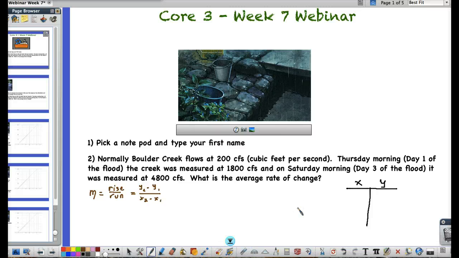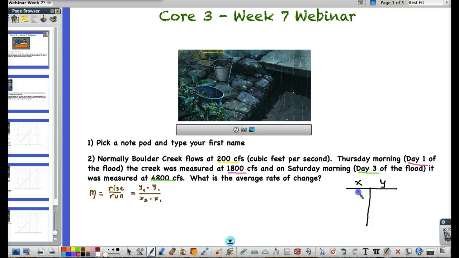Okay. So if we look at what we have, you guys, so the 200, that's just a starting amount, right? This isn't a point. This is just a starting amount. So we're going to ignore the 200. What we want to look at instead is day 1. So day 1, the creek was measured at 1,800 cubic feet. So we've got that point. And then day 3, the creek was measured at 4,800 cubic feet per second. So those will translate into points. So it's kind of like when you're looking at patterns and you have the first pattern, second pattern, third pattern. It's the same type of thing.